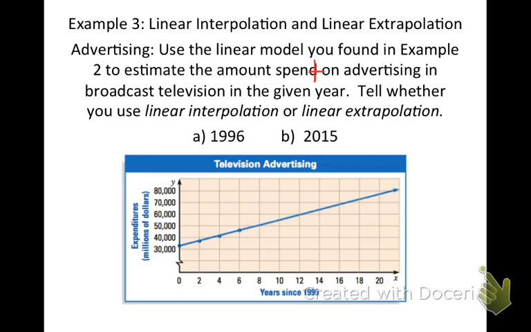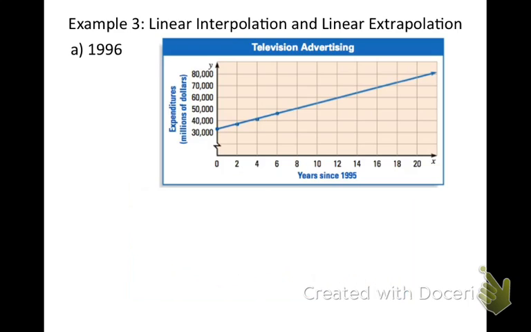Let's start off with 1996. We need to use the data for 1995 and 2001 to write the model. Because 1996 is between these two dates, we will use linear interpolation. Because x represents the number of years since 1995, you can estimate the amount spent in 1996 by substituting x equals 1 into the linear model from example 2.